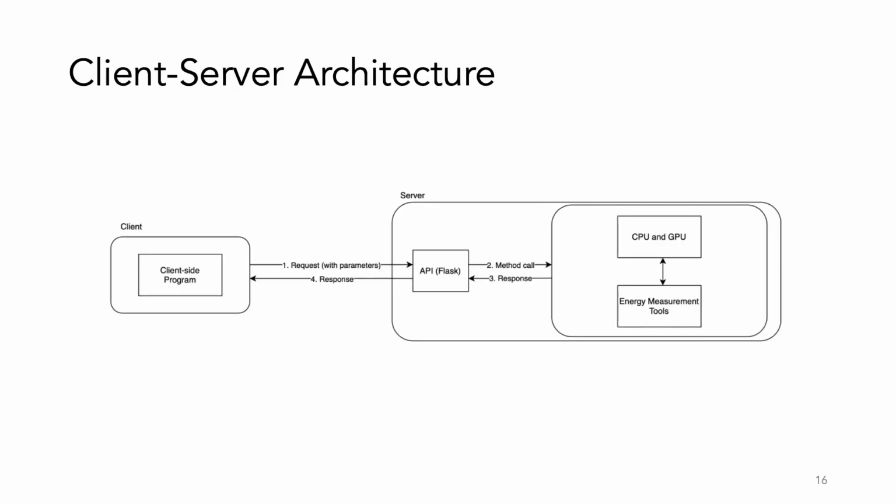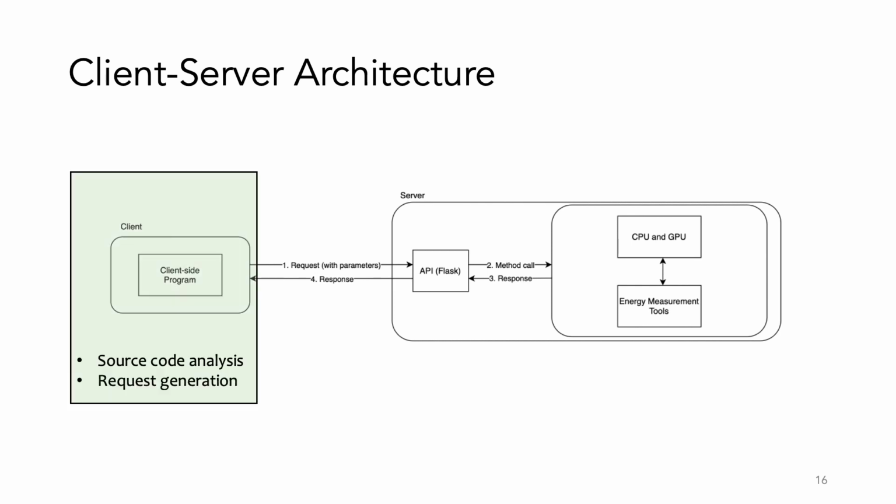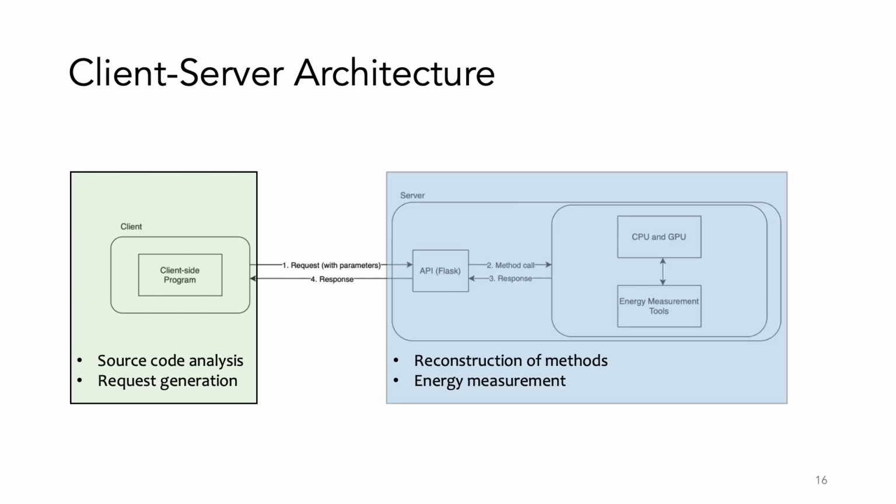Moving on to the methodology of the project, a client-server architectural setup was devised for measuring energy consumption at the method level. In this setup, the client performs source code analysis on the client-side program, which is a piece of deep learning code written in Python using frameworks like PyTorch and TensorFlow. The client uses the information retrieved from the client-side program to generate API requests for each method of the deep learning framework under investigation. The requests are sent to the web server constructed using the Flask framework. These requests are received by the server, which uses the contained data to reconstruct the method for execution on the server. As the method is being executed, energy measurement operations will be carried out on the server as well.